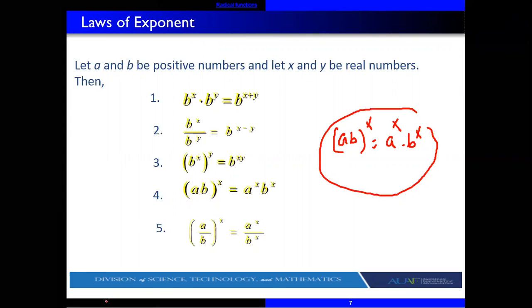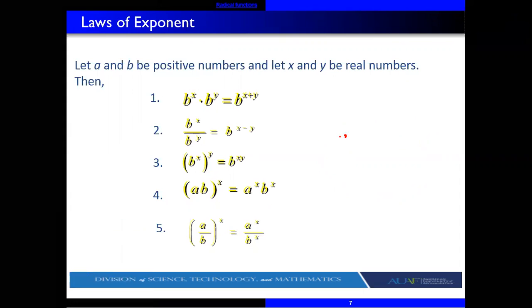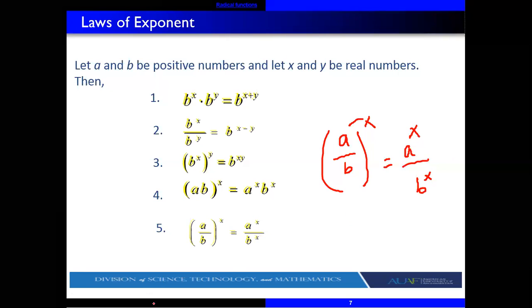Next, the fifth one is the quotient form having combined power. We have a fraction in combined form, like a divided by b whole power x. This whole power is for both. You can write in expansion form a power x divided by b power x. Or if we have 2 over 5 and whole power x, this x is for both. You can write 2 power x and 5 power x. So these are actually the laws of exponent.